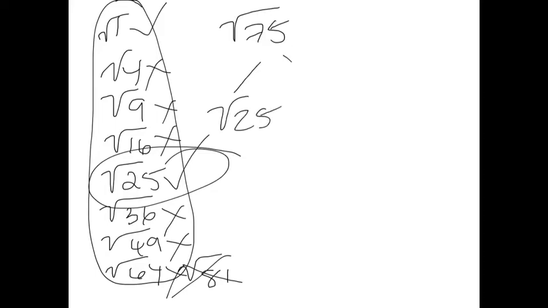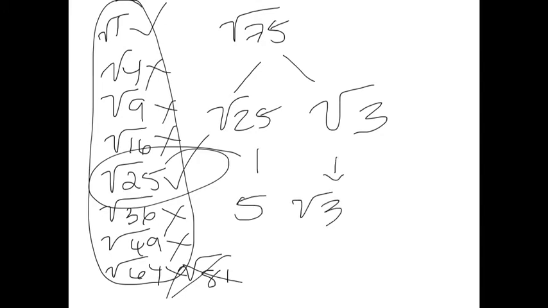So I have the square root of 25 and I have the square root of 3. Square root of 25 gives me 5. Square root of 3 gives me the square root of 3. So the square root of 75 as a simplified radical would be 5 rad 3.